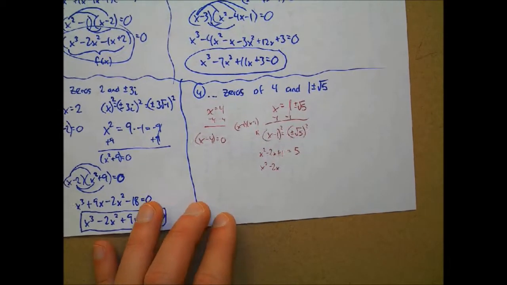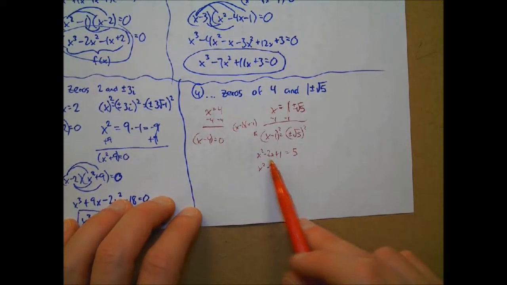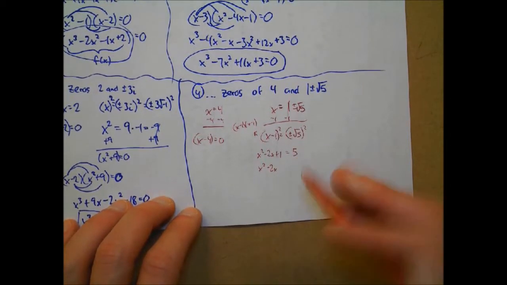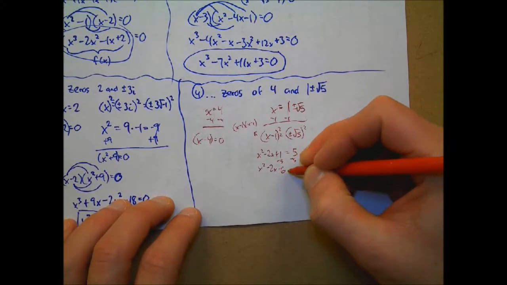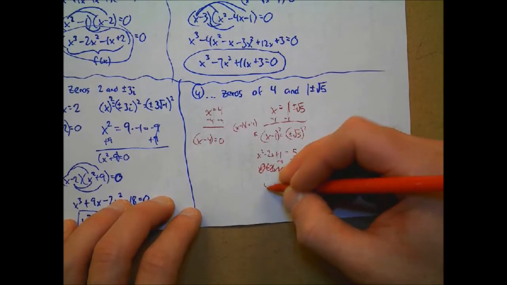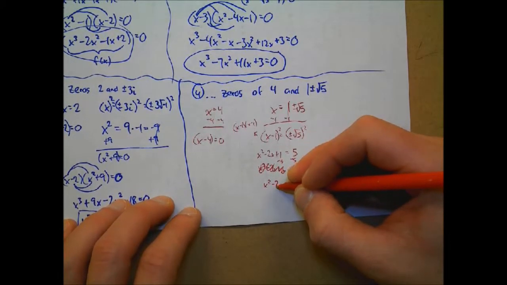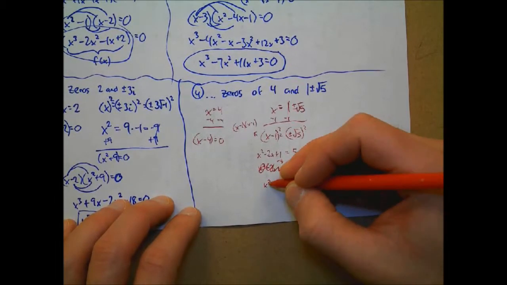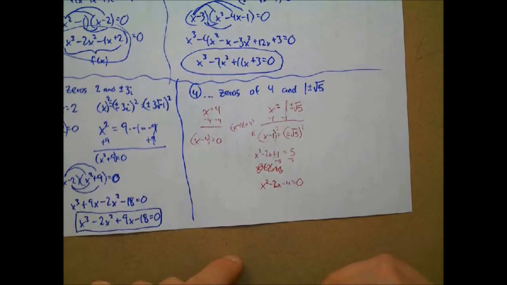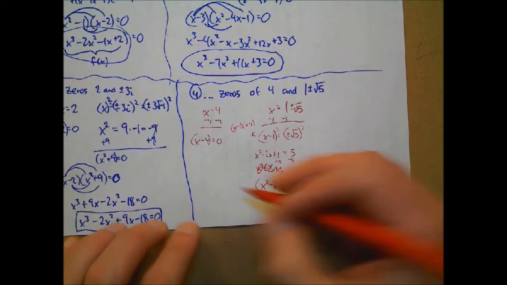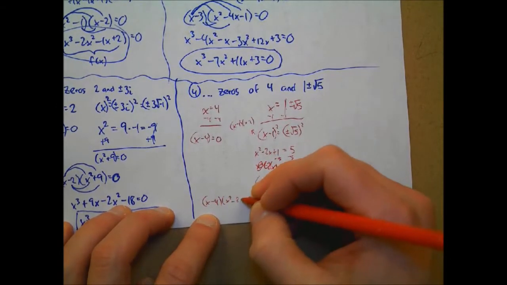All right, so x minus 1 times x minus 1 is x squared minus 2x plus 1. That's equal to 5. I'm just going to subtract that 5 over, so it's equal to 0. So we'll have x squared minus 2x minus 4 equals 0. And so there's our other factor, and so we'll just multiply the x minus 4 with the x squared minus 2x minus 4.